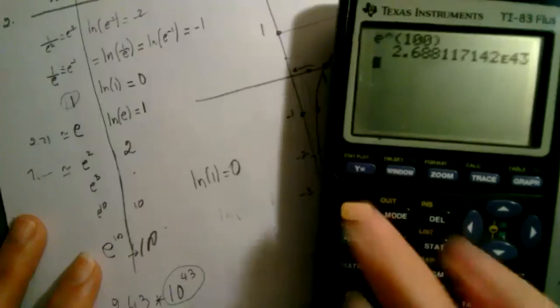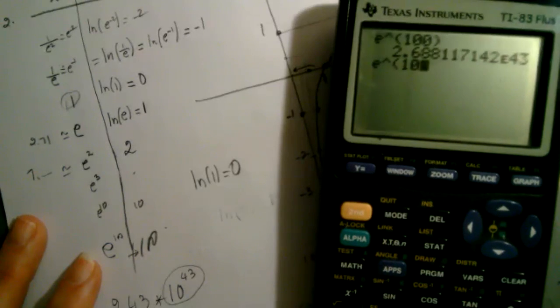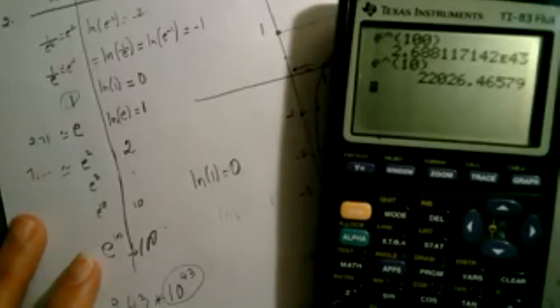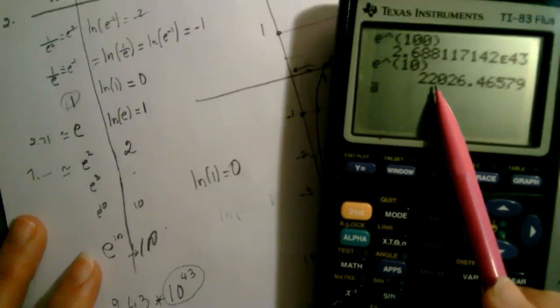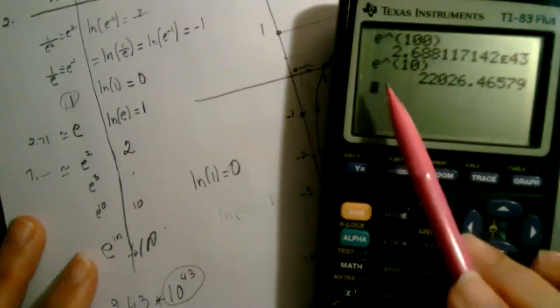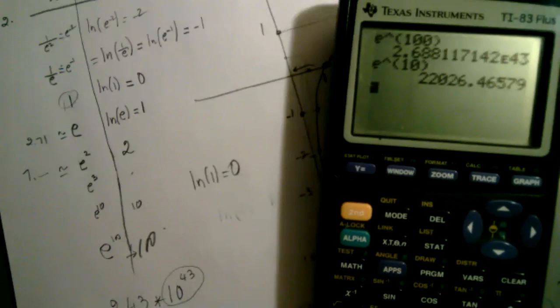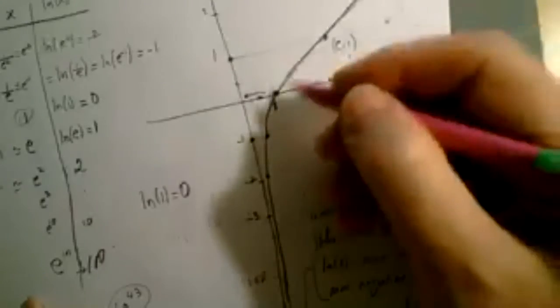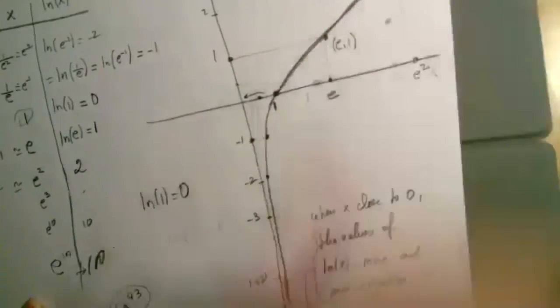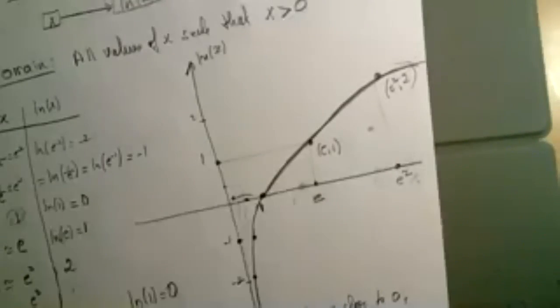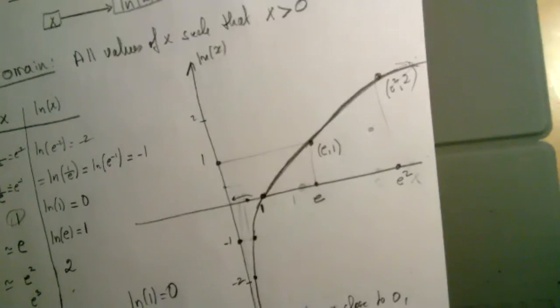Let's try it. E to the 10 is 22,026. So those numbers grow very, very fast. The exponential grows very fast, but the natural log doesn't grow very fast. Okay, so that's the graph of ln of x.